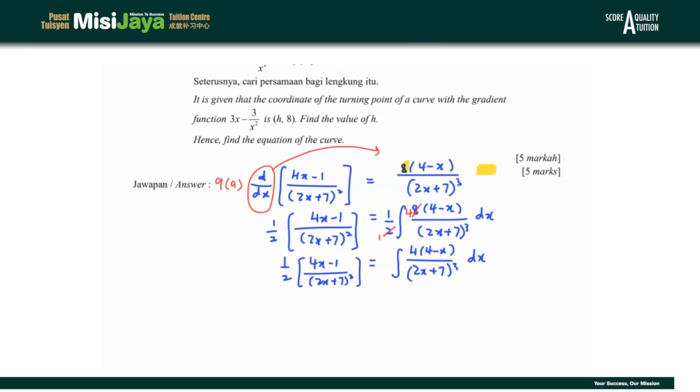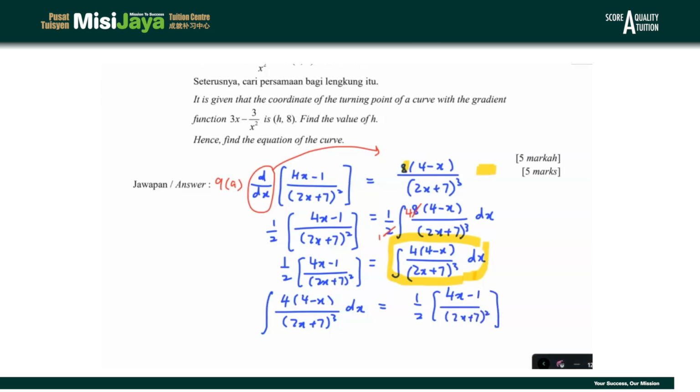Okay, like that. Yeah? And then our question is this one, right or not? But okay, in your final answer, the question must be on the left-hand side, so we just swap it around. So the integral of (4 minus x) over (2x plus 7) whole thing cubed dx equals half of (4x minus 1) over (2x plus 7) whole thing squared. Okay, so this is the final answer for 9a.